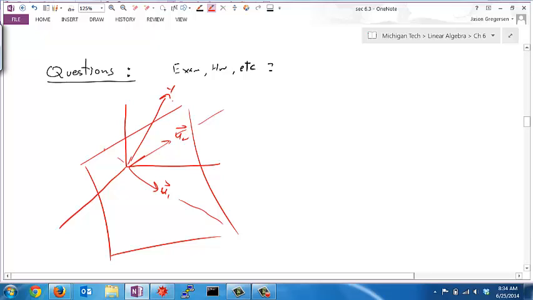Well, to find that distance, I need to project Y down onto the plane. So let's say I project Y onto the plane. I'll get a projection vector. And this vector, Y minus the projection, that will give me this vector. And the magnitude of that vector is what they're looking for. It's what we call the distance from Y to the plane. That makes sense?